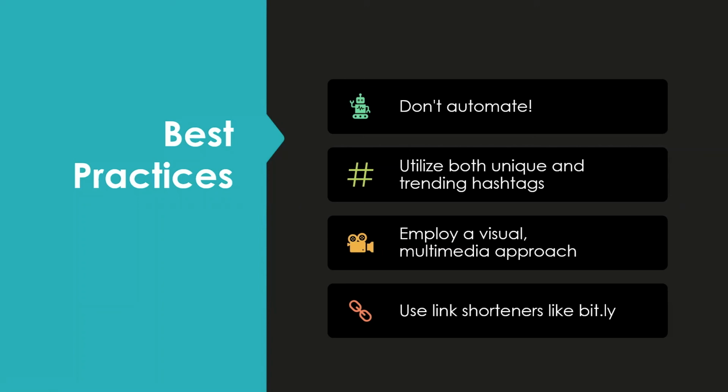So automation in that regard, don't do it. Make sure on Twitter that you are utilizing both unique and trending hashtags. I talked about that on Instagram, but on Twitter especially, whatever's trending, that is the conversation that people are talking about right that minute. So you need to be paying attention to what is trending on Twitter.